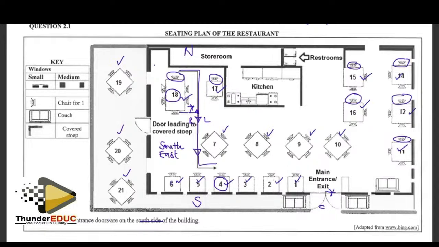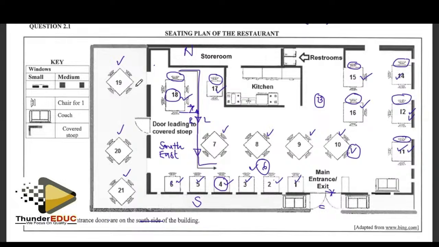So we have 1, 2, 3, 4, 5, 6. Yes, these are 6 tables. 7, 8, 9, 10. Yes, 10 tables. 11, 12. Yeah, 13 is missing. 14, 15, 16. 17 is there, 18 is there, 19, 20, 21. Yes, there are 20. 13 is missing. There's no 13.